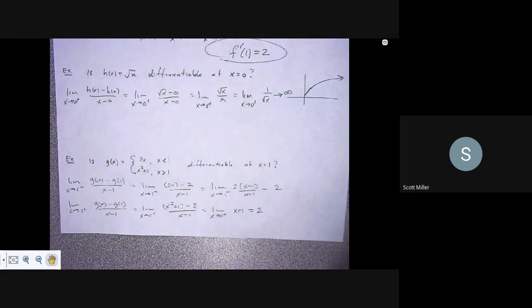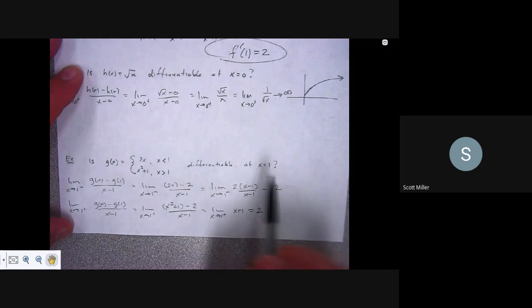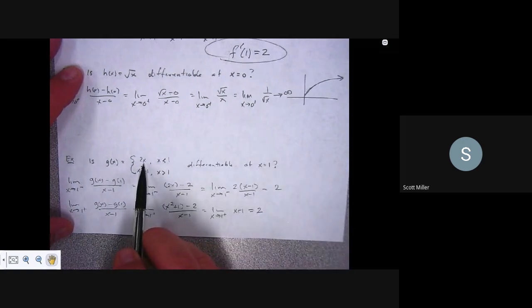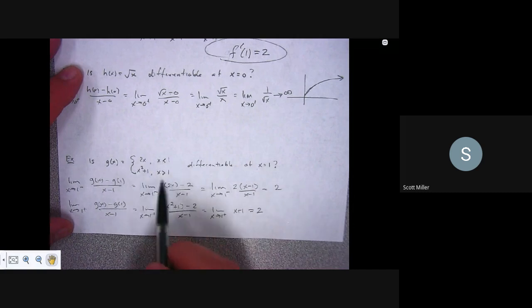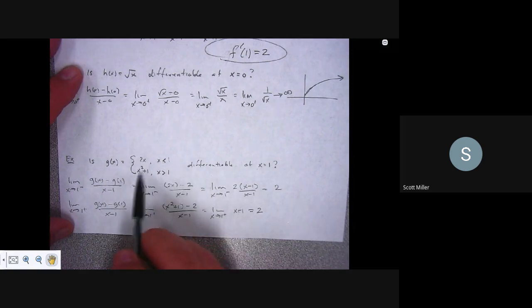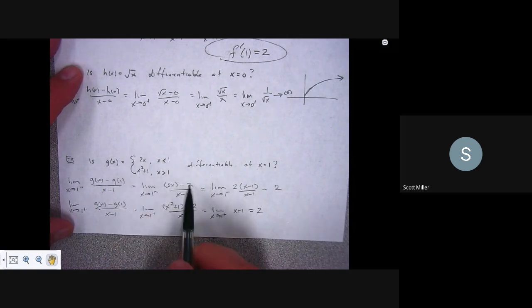But this function is not differentiable at 1. Why? Why is that true? Well, I kind of tricked you just a bit. If you look at it, there is no value at 1. I tricked you because I said, well, what's g of 1? And I put a 2 in here. Because if I plug 1 in here, I'm going to get 2. If I plug 1 in here, I'm going to get 2. So that's why I did that to you.